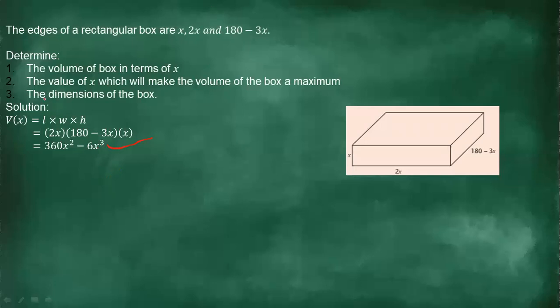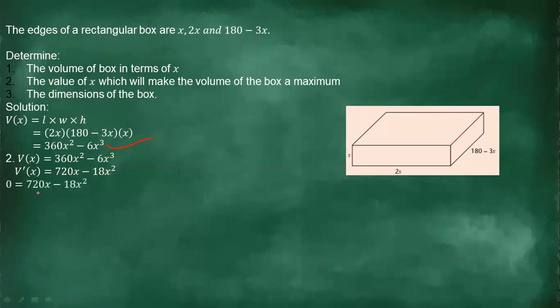And then the next question asks for the value of x which will make the volume of the box maximum. Now let's see. For us to be able to get the value of x, we have to differentiate and equate it to zero so that we can solve for x. Differentiating with respect to x, we know the rules: you drop the power 2 and multiply by 360, which gives us 720x, and you do the same with the other term, which gives us negative 18x to the power 2.